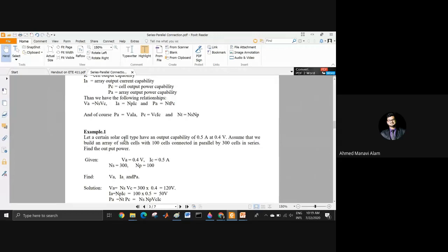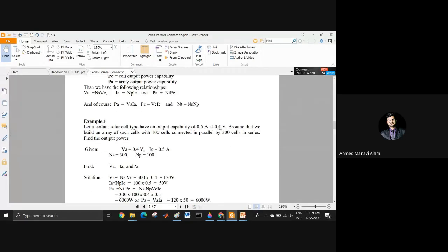Look here. The number of cells connected in series is how much? 300 cells in series. Series connection is responsible for increasing the voltage, and parallel connection is responsible for increasing the current. Remember these words: series means increasing voltage, parallel means increasing current. So 300 cells in series will increase the voltage.